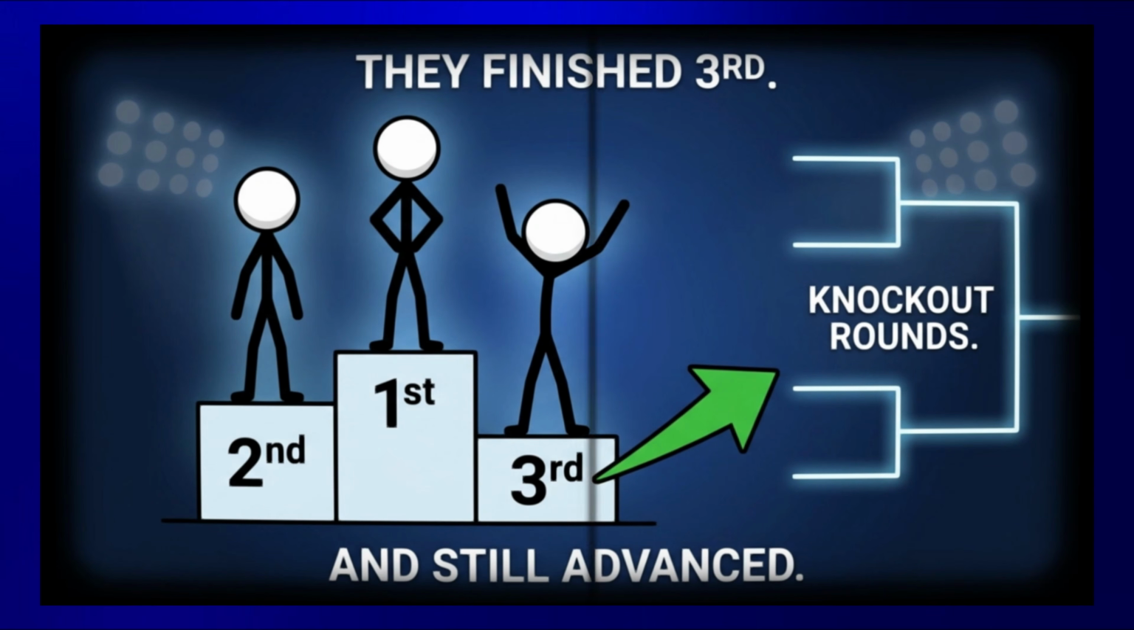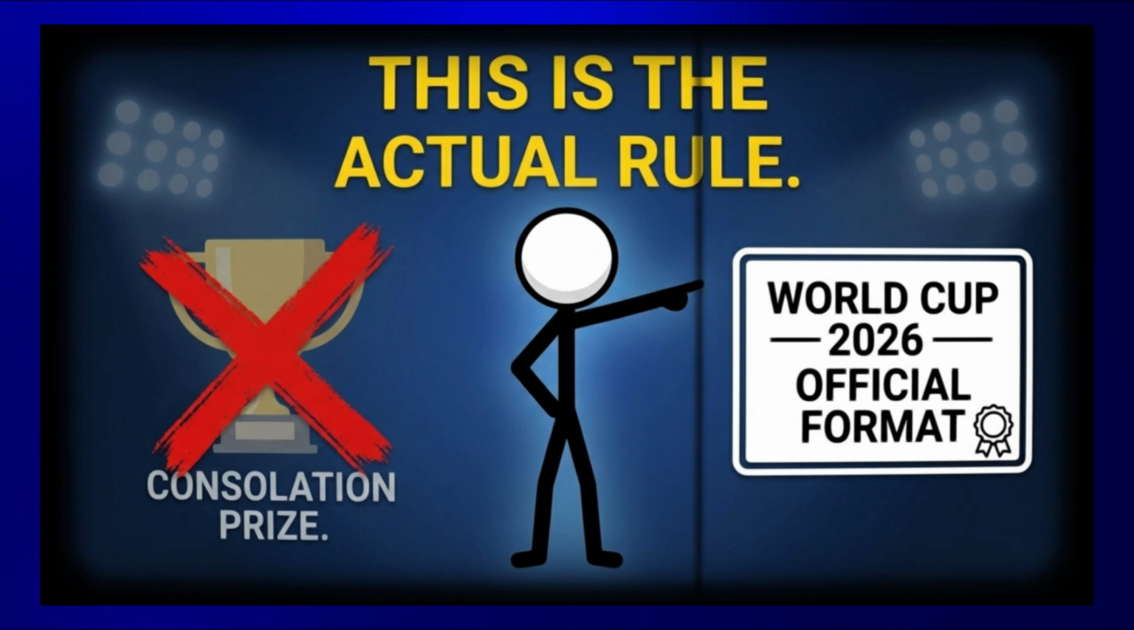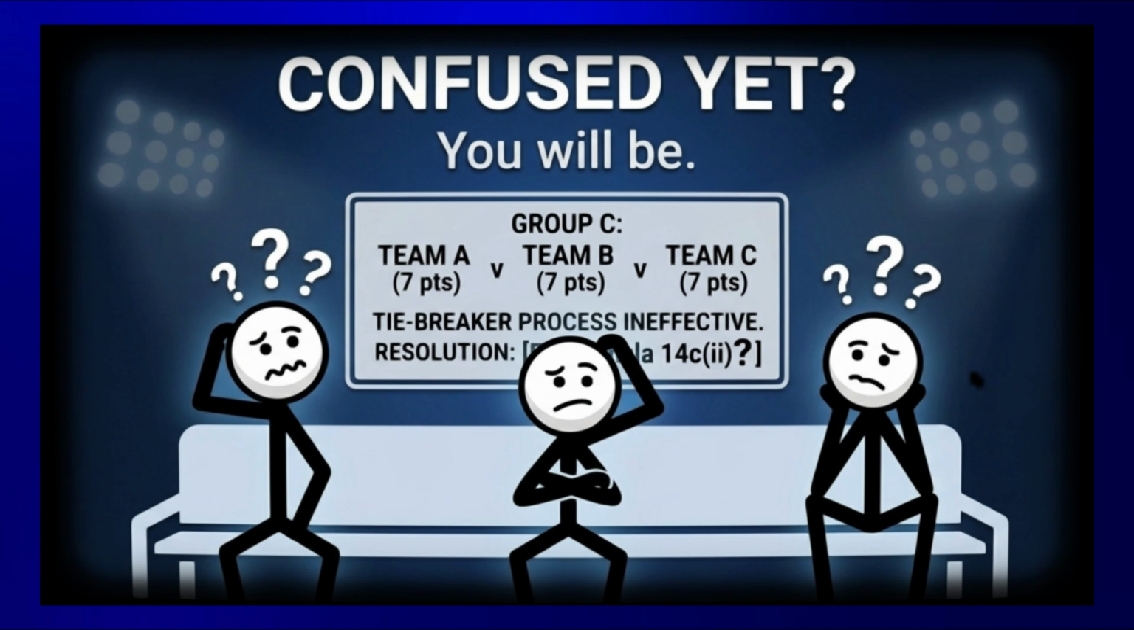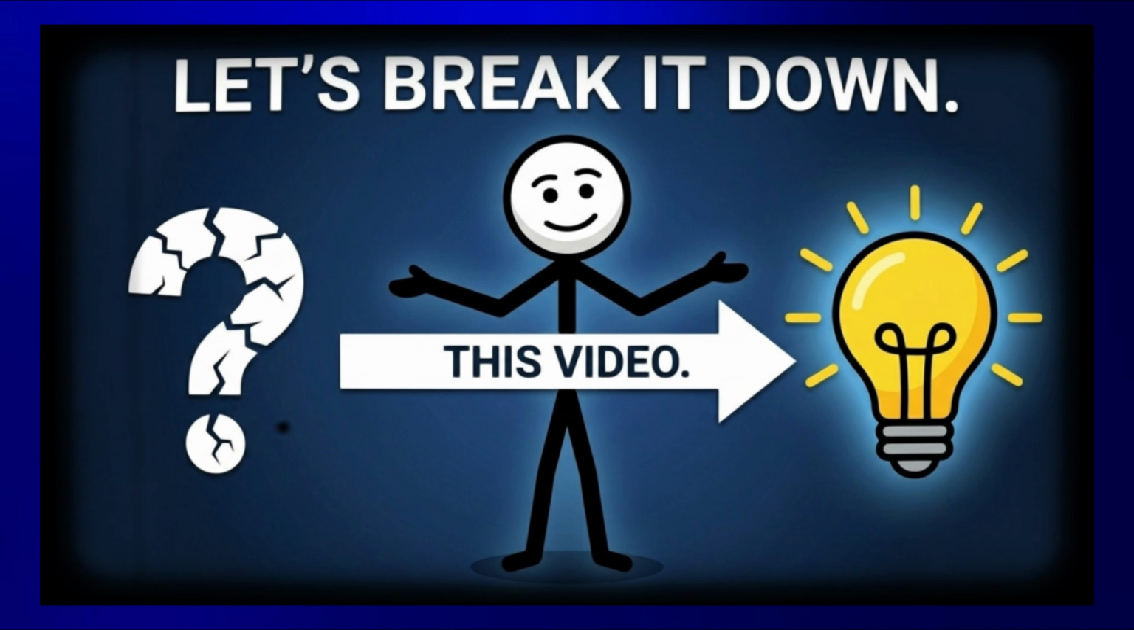Imagine your team wins a game. They finish third in their group, and they still make it to the knockout rounds. That's not a consolation prize. That's literally how World Cup 2026 works. And if you don't understand why, you're going to be very confused watching this tournament. So let's fix that right now.